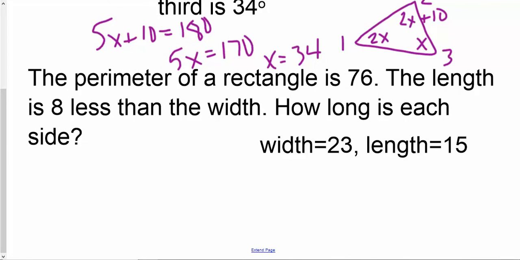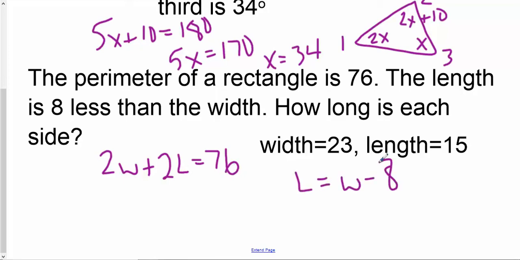For the second one, we're doing perimeter. So perimeter, so 2w plus 2l is 76. Here we're told the length is 8 less than the width. So the length is 8 less than the width. Length, width minus 8. We're going to plug that in. 2w plus 2 times w minus 8 equals 76.